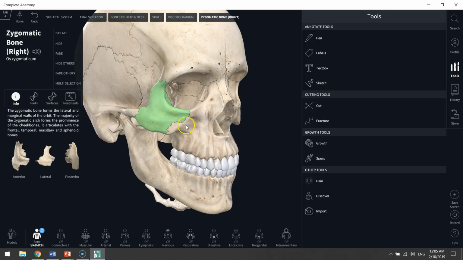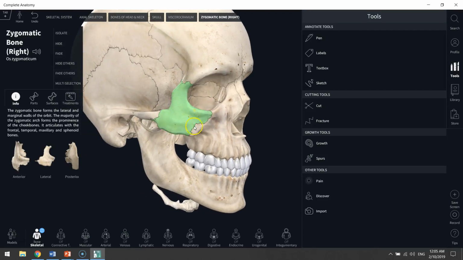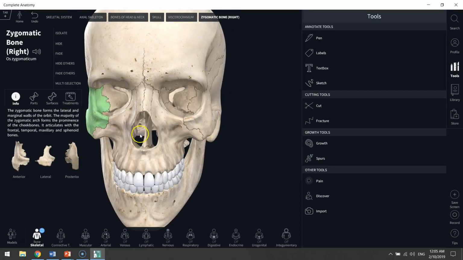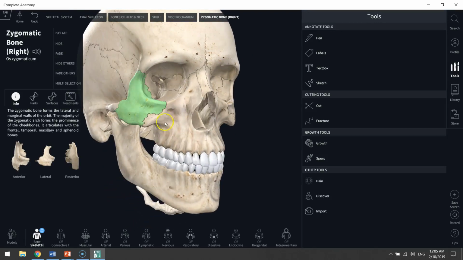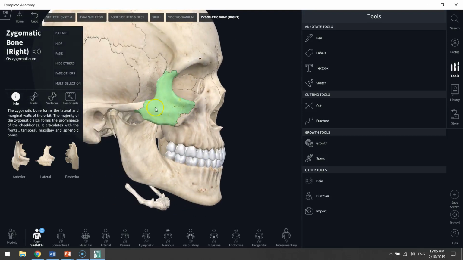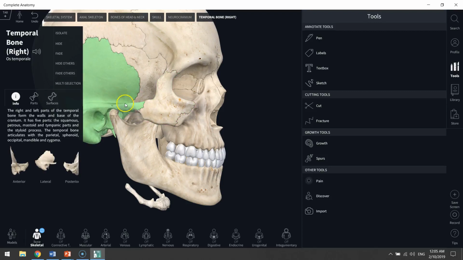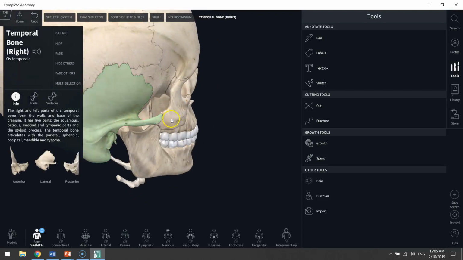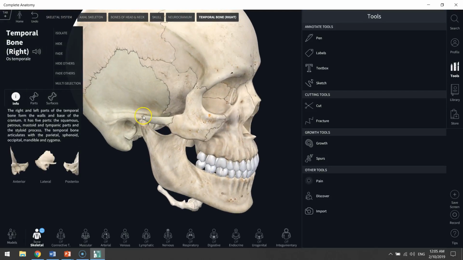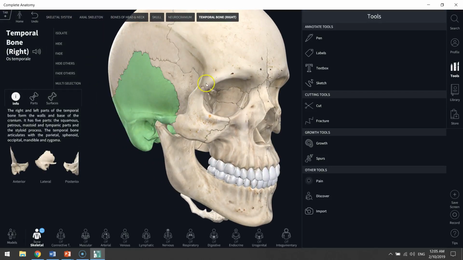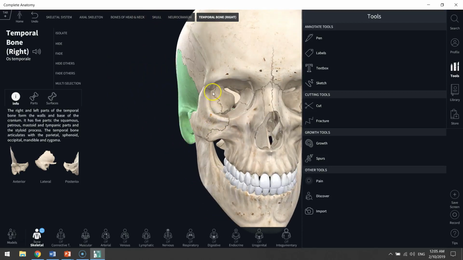Zygomatic bone. The zygomatic bones, a pair of them, are your cheekbones. They articulate with a maxillary bone to form the cheekbones. Posteriorly and laterally, they have the zygomatic process, which articulates with the zygomatic portion of the temporal bone to form the zygomatic arch. Superiorly, again, they articulate with the frontal bone. They form much of the lateral wall and the lateral and inferior ridge of the orbit.